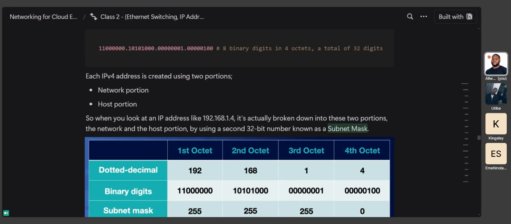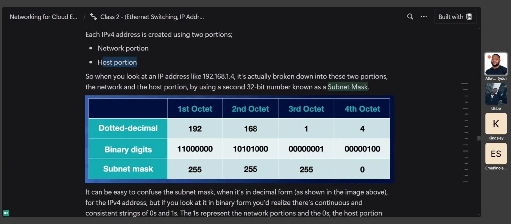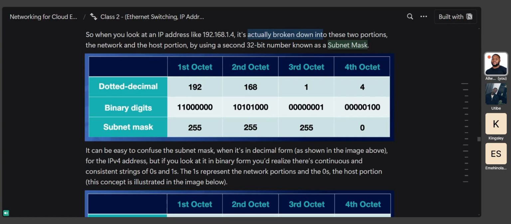Each IPv4 address is created using 2 portions: the network portion and the host portion. So when we look at an IP address like 192.168.1.4, it's actually broken down into 2 portions, the network portion and the host portion. Don't forget about that; it's important. This is done by using a second 32-bit number known as a subnet mask. What this means is that the network portion and the host portion are signified by a second 32-bit number known as a subnet mask.